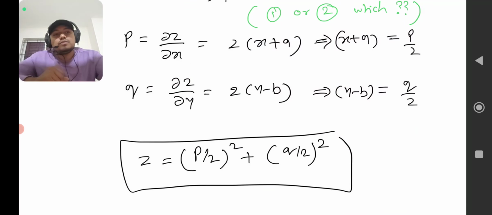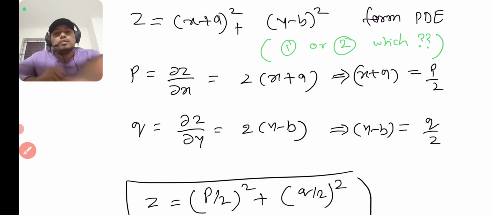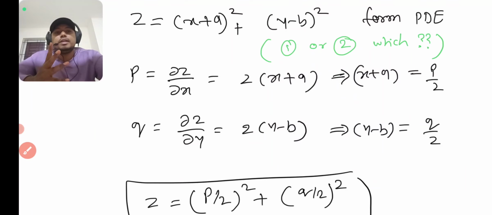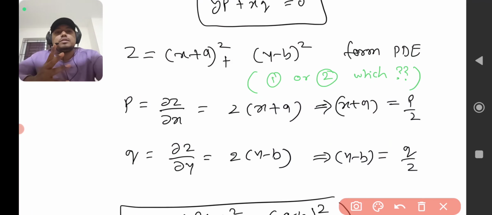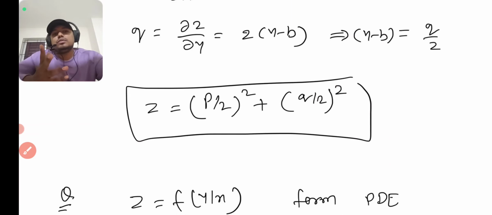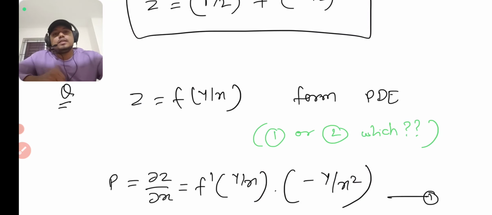Now these two values, which two values? This value and this value. That's all. Substitute here in your main equation. In your main equation means here and here. Done. Alright. So we got z is equal to (p by 2) square plus (q by 2) square. So here no more function is present. It means we are done. Now we'll go for the third equation.